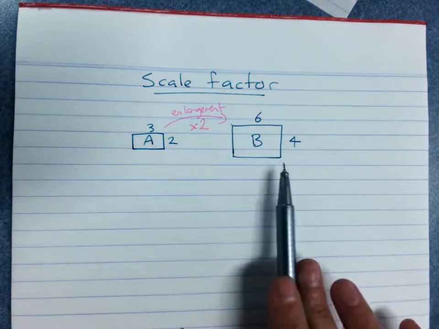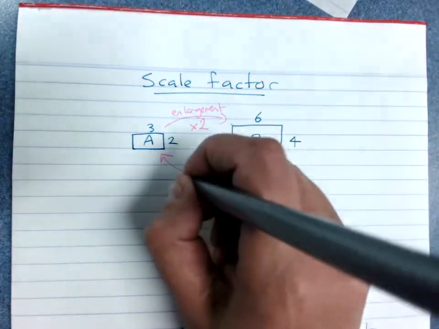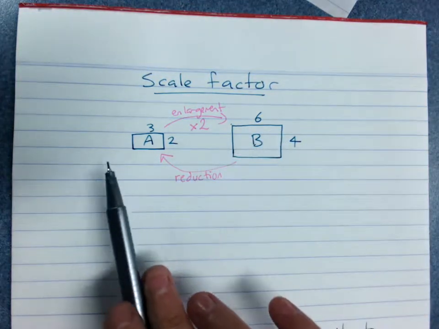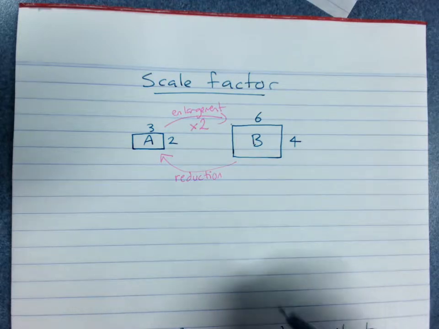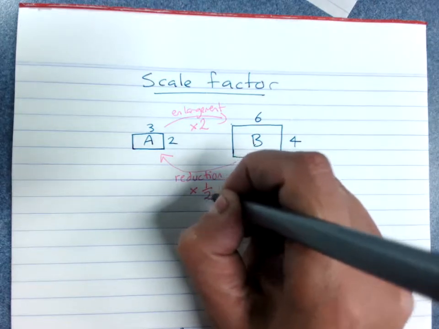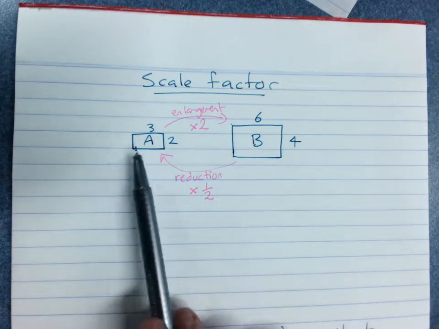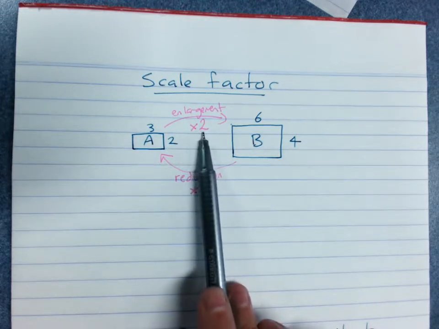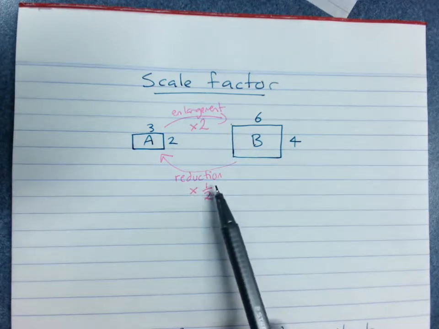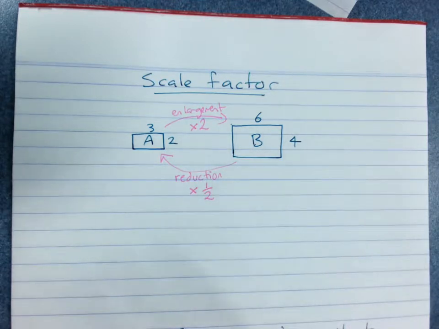If B was our original and it had been scaled down to A, being the copy, then that would be a reduction. But we don't say we divide by 2. We always want a scale factor to be a multiplication, and so to get half of it, that would be multiplying by a half. So both of these are the scale factors in this scenario. We are multiplying by a number greater than 1 for an enlargement, and we're multiplying by a number less than 1, between 0 and 1, for a reduction. I'll show you how to calculate this correctly.